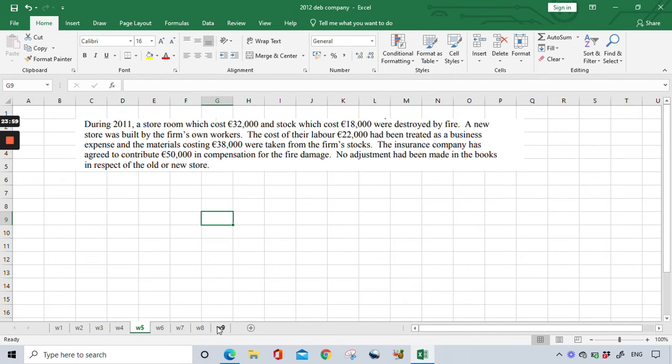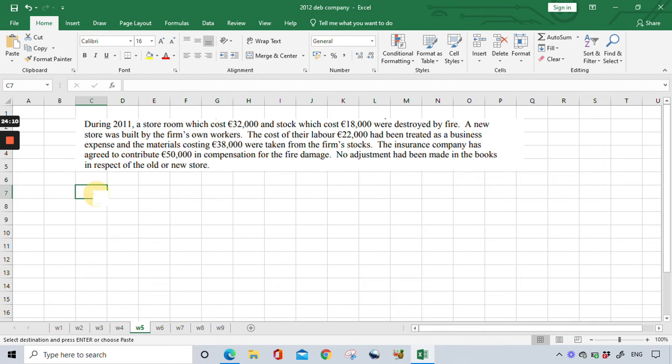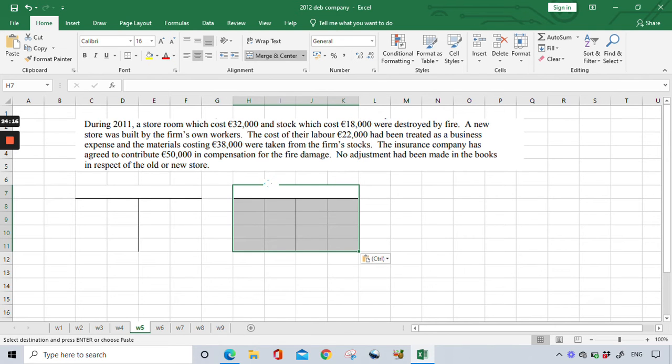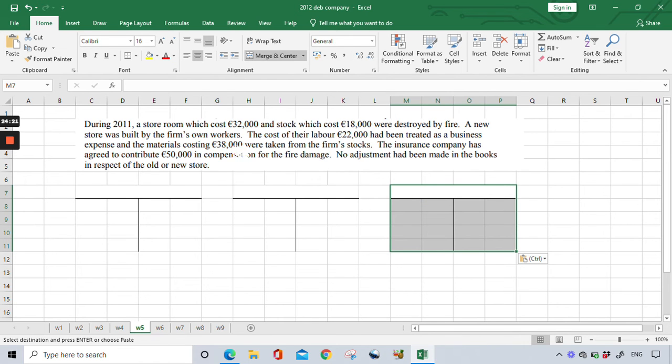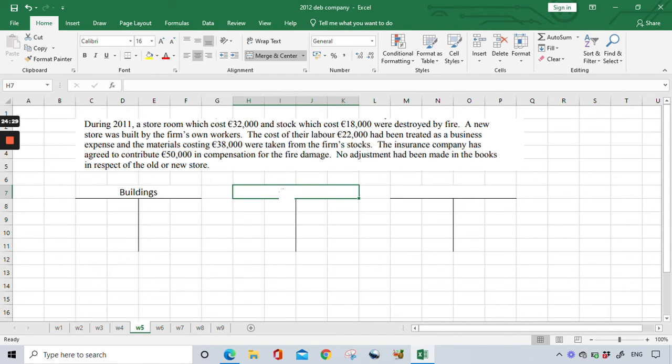Okay, I'm going to get a couple of T accounts again. So we're going to have a buildings account. We're going to have the cost of their labour, so that's going to be salaries and general expenses, and stocks is going to be purchases. So buildings, I'll just look at the trial balance. There's one called salaries and general expenses and purchases.